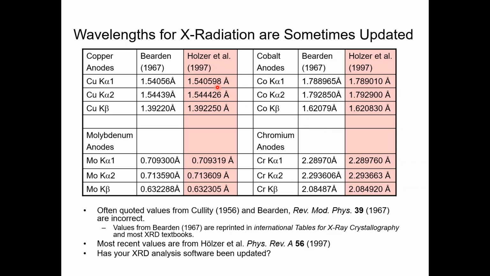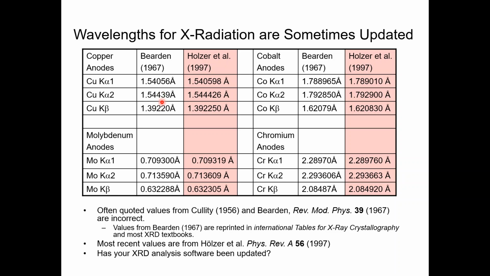So here you can see the values according to different researchers. If you utilize a copper anode, K alpha 1, K alpha 2 and K beta will have the value of this much according to Bearden. According to Bearden, these must be the values of the X-ray wavelengths from the copper anode. These are the wavelengths of the X-rays if you utilize the anode as copper.